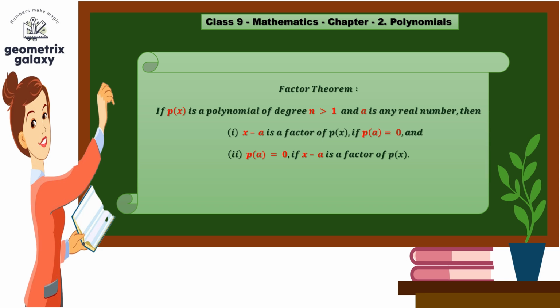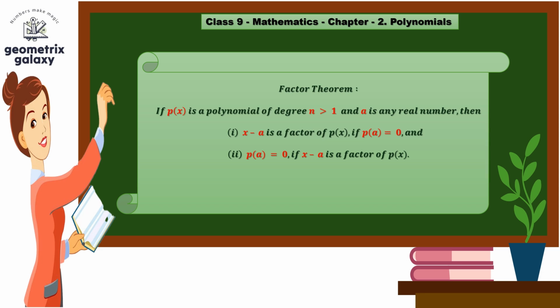It is given here that the polynomial is of degree n greater than 1. That means the polynomial should not be a zero polynomial, constant polynomial or linear polynomial. It should be more than degree 1, meaning quadratic, cubic, etc.